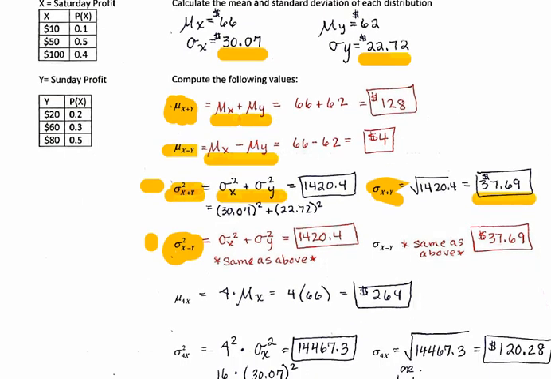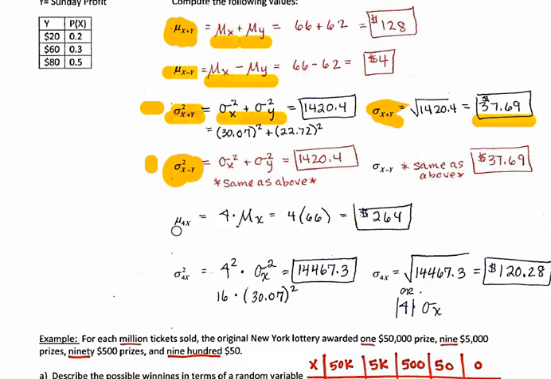Okay, at the bottom, I want to know the mean of 4X. This is a single variable, so I'm going to behave as normal, 4 times the mean of X, and I get $264. To find the variance of 4X, remember the coefficient gets squared as well as my variance in there. 4 squared gives me the 16. I'm going to take my standard deviation of 30.07 and I have to square that. I get a combination here of 14,467.3. To get my standard deviation, I'm going to square root that value and get 120.28.